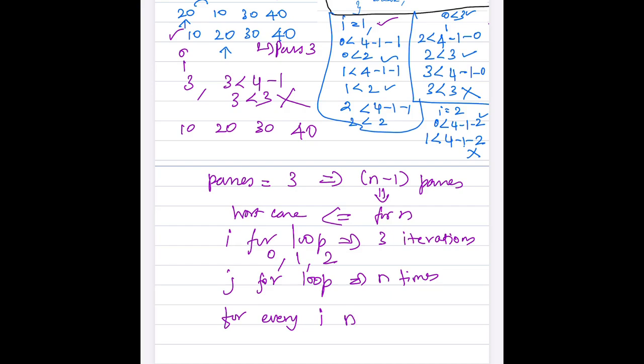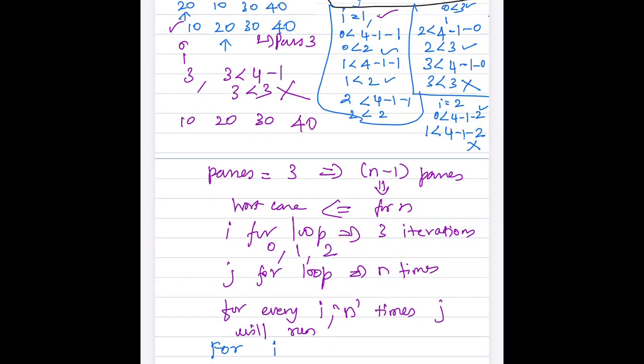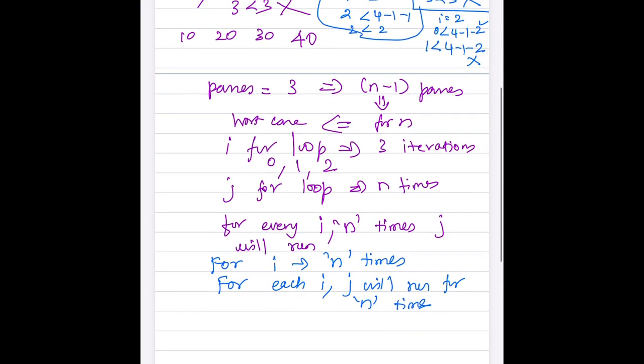For every i, n times j will run. For i, it will run how many times? n times i will run. And for each i, j will run how many times? n times. So we have how many i's? n i's. If these n i's will run n times for every j, that gives you order of n square. This is for i and this is for j. That gives you order of n square.